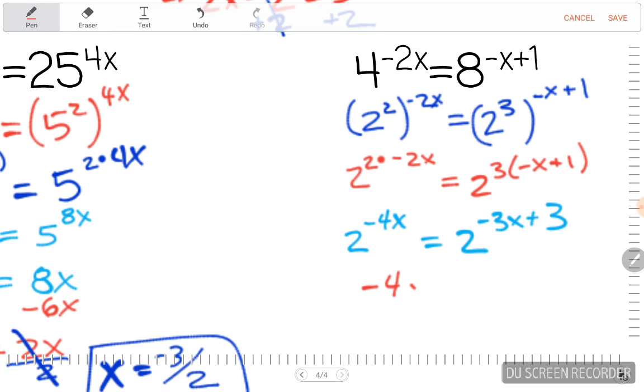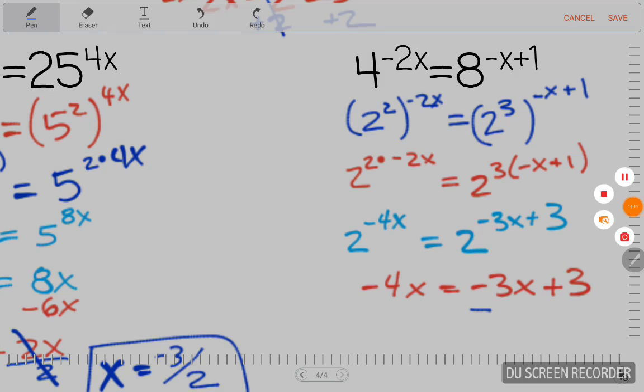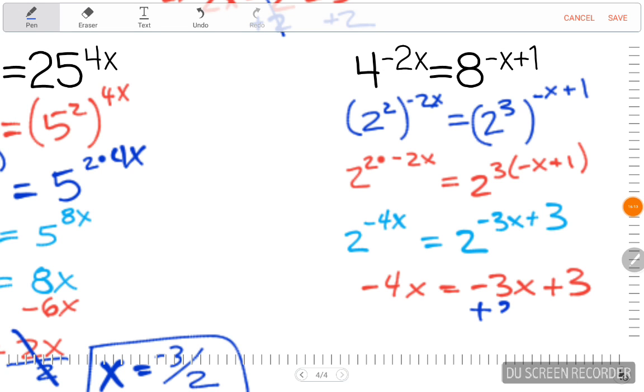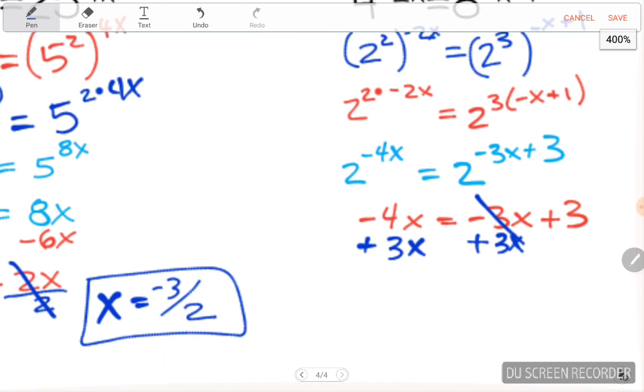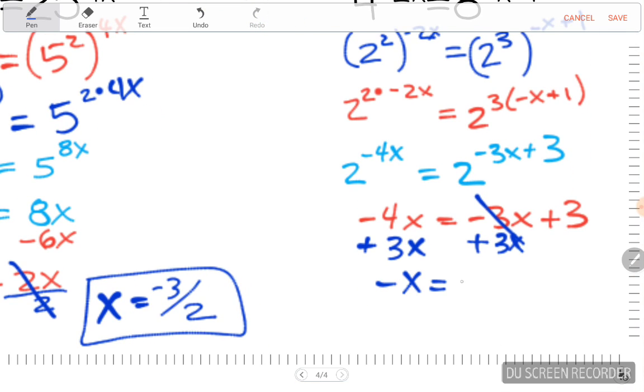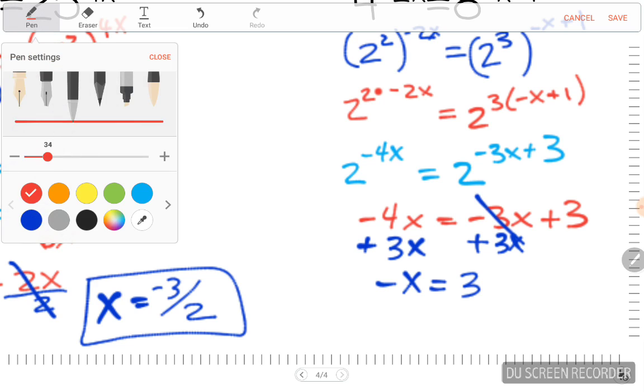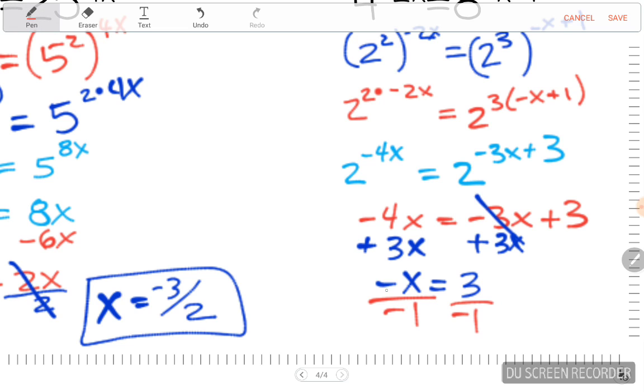Since those have the same base, then the exponents must be equal. So I have this equation. I could add either one. Okay, I'm going to add the 3x though, so that the x is just on one side and the number's on the other. So that leaves me with negative x equals 3. I divide both by negative 1, and I get that x equals negative 3.